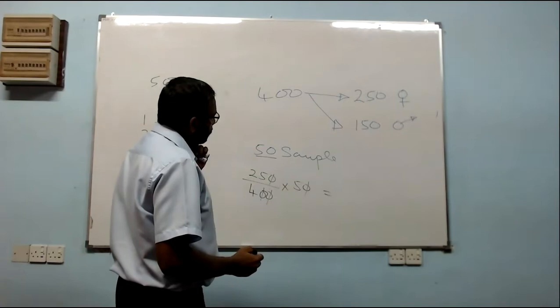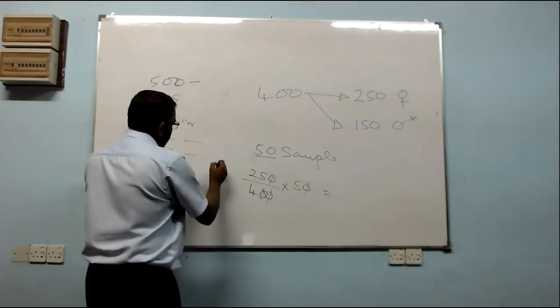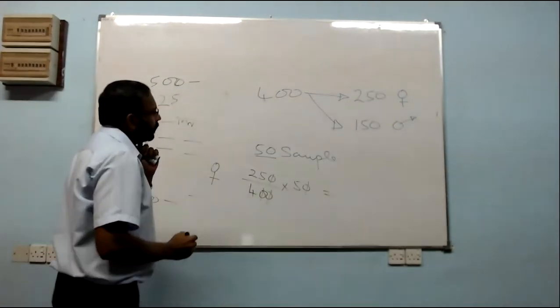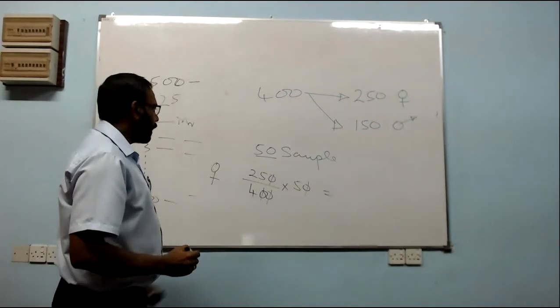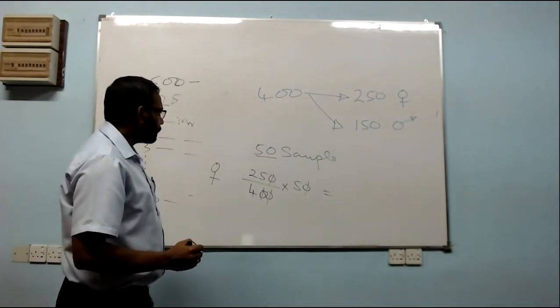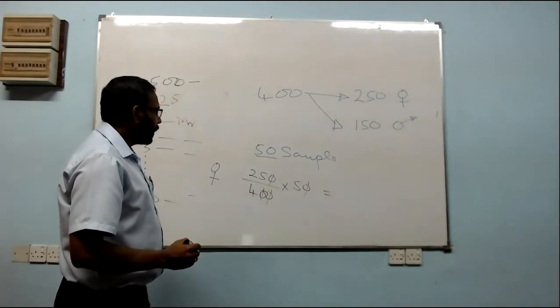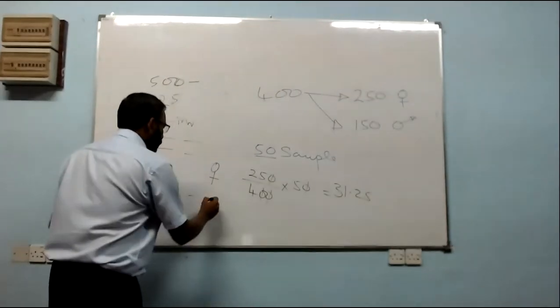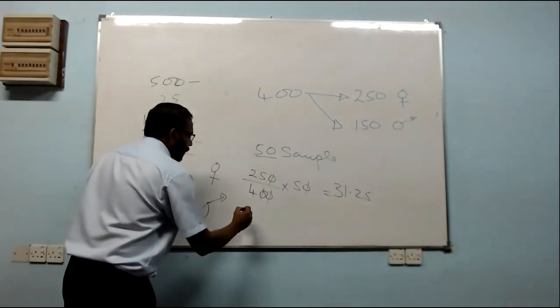Roughly, for female, you have a digit number. What is the value? Anyone? 31.25. 30? 1.25. Right. So similarly for male, you can do it.